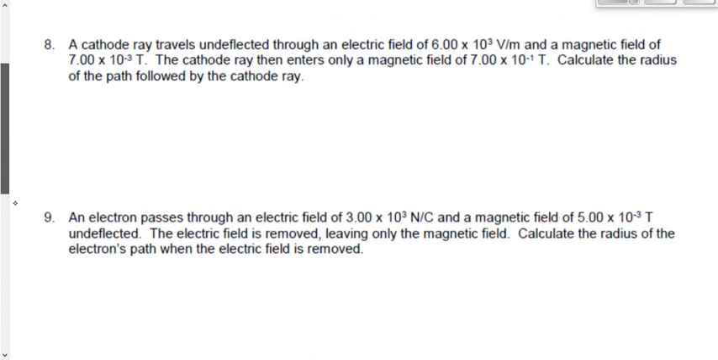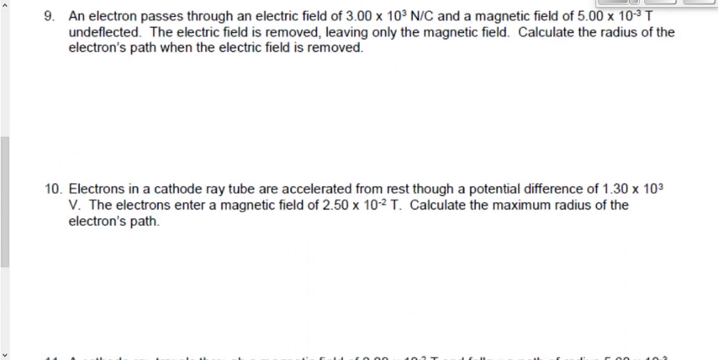It says an electron passes through an electric field and a magnetic field undeflected. Oh, this is a good one. The electric field is removed, leaving only the magnetic field. Calculate the radius of the electron's path when the electric field is removed. So remember we said yesterday, when we're solving these problems, we've got to identify not only that this is a cathode ray tube problem, but which section or sections of the cathode ray tube it is. This is kind of two different things going on, right? Here you've got an electric field and a magnetic field, and then you have just a magnetic field.